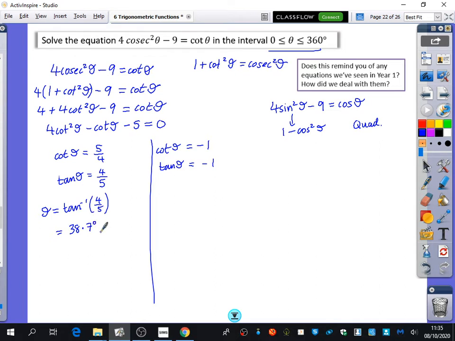We're going to just do that to one decimal place, which is 38.7 degrees. Next one is found by plus 180. So I get 218.7 degrees. No point in plussing 180 again, because it's going to go over the top.